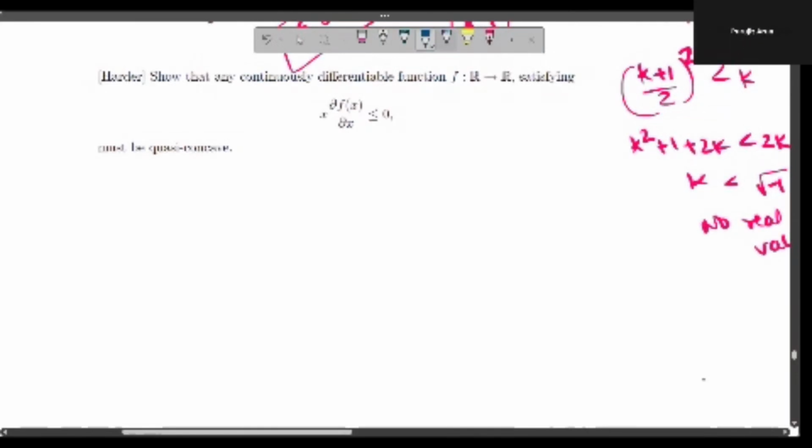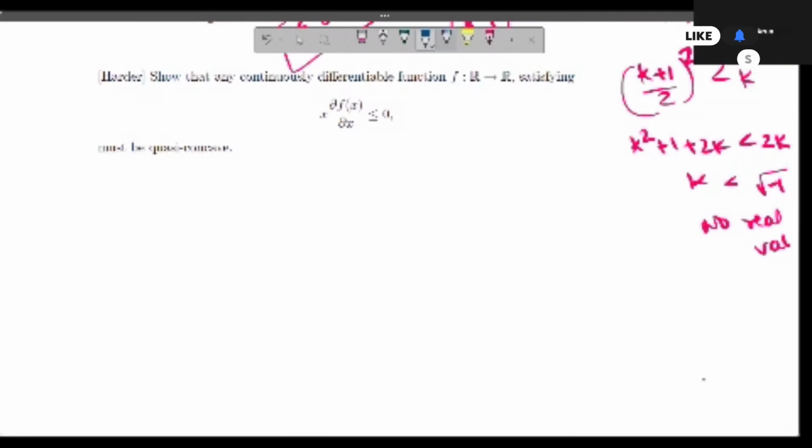Look at this. Again, they have tagged it harder. This is your question. What is it saying? Okay, show that any continuously differentiable function f such that the function goes from real number to real number. Ma'am, here it means the domain to my range, both are real numbers, is it?